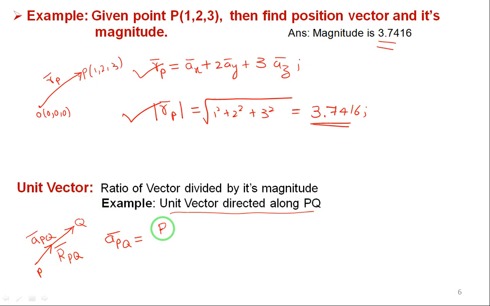So the vector is RPQ vector, divided by its magnitude, magnitude of RPQ. So this is the mathematical definition of unit vector, right? So the unit vector directed along any particular distance vector is that distance vector divided by its magnitude, right? Okay.